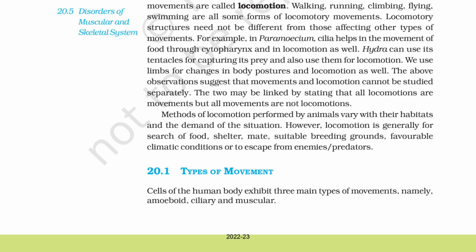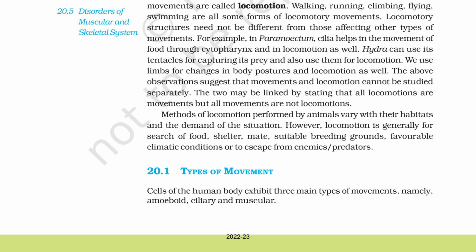The above observations suggest that movements and locomotion cannot be studied separately. The two may be linked by stating that all locomotions are movements but all movements are not locomotions. Methods of locomotion performed by animals vary with their habitats and the demand of the situation. However, locomotion is generally for search of food, shelter, mate, suitable breeding grounds, favorable climatic conditions or to escape from enemies, predators.